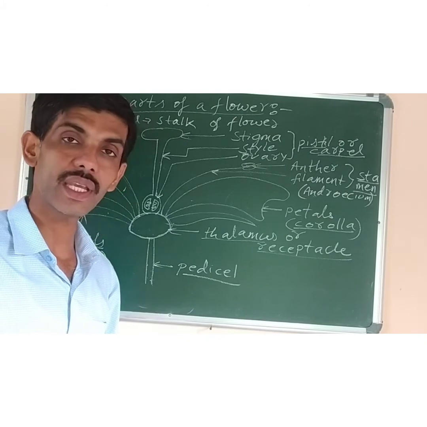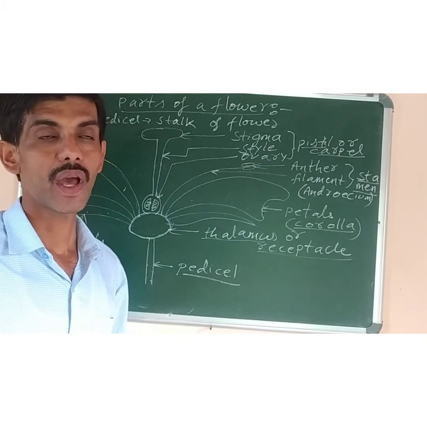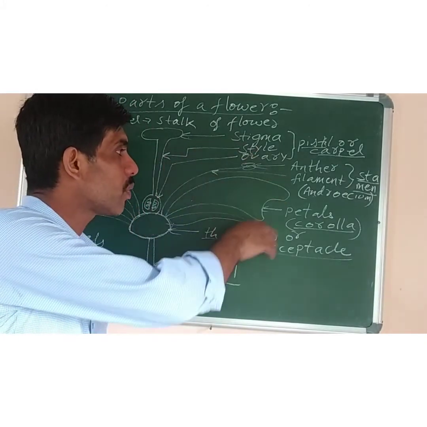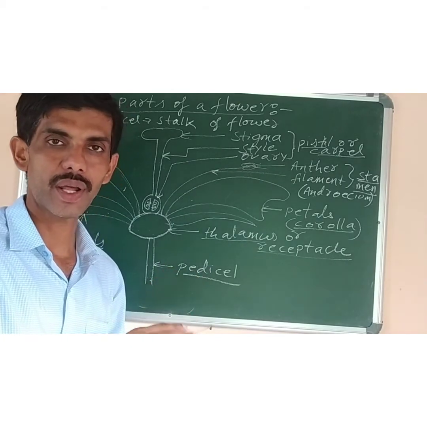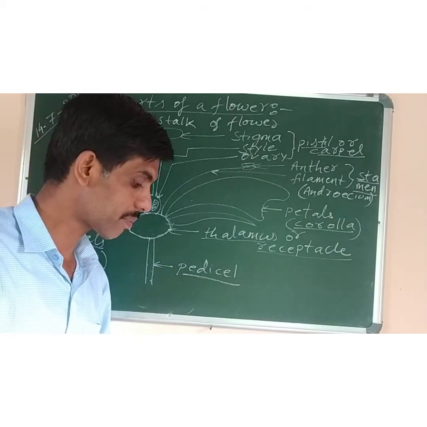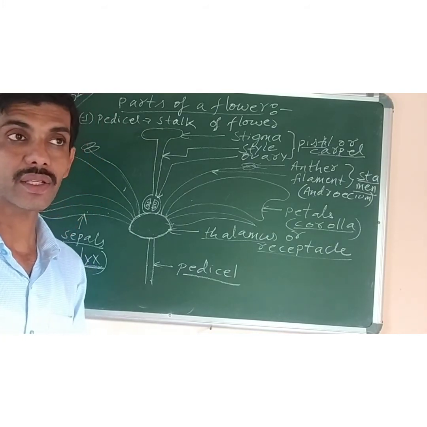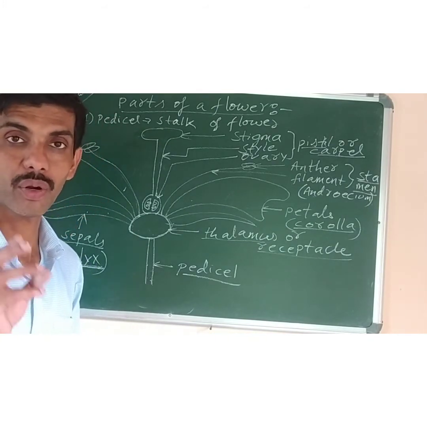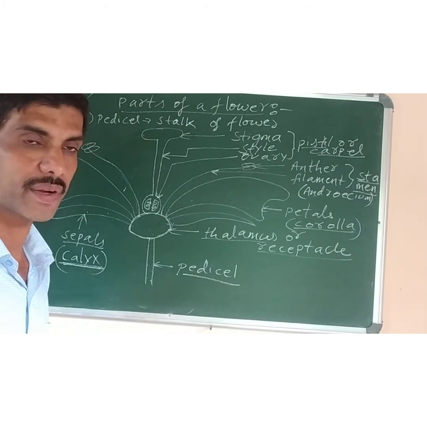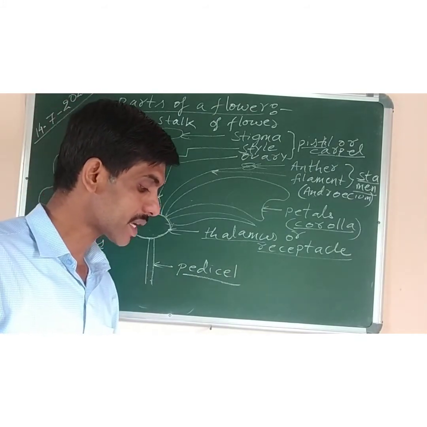The second one is incomplete flower. How to define it? A flower in which any one of the whorls is missing or absent is called an incomplete flower. Example, luffa. Luffa in Hindi is called taroi, taroi flower. That is an incomplete flower. Then we have the bisexual flower.